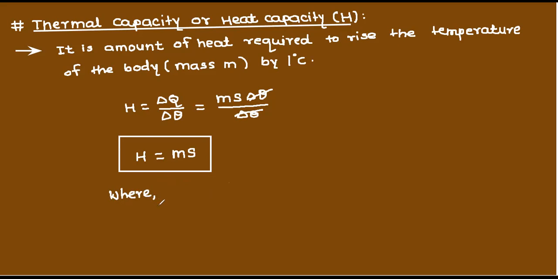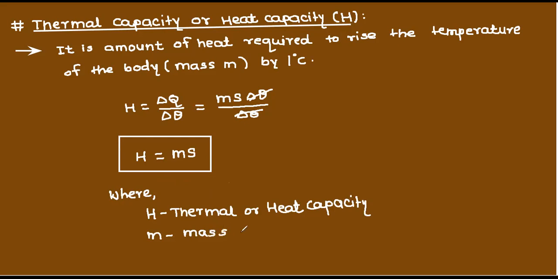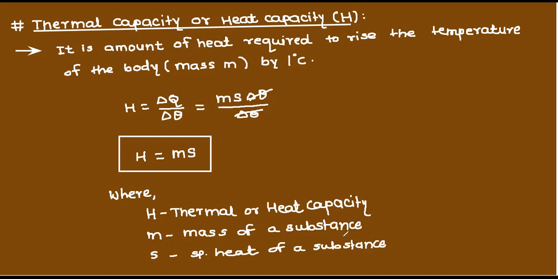Where H is thermal capacity or heat capacity, we can say thermal or heat capacity. Next, m is what? Mass of a substance. And S is what here? Specific heat capacity, so specific heat of a substance.